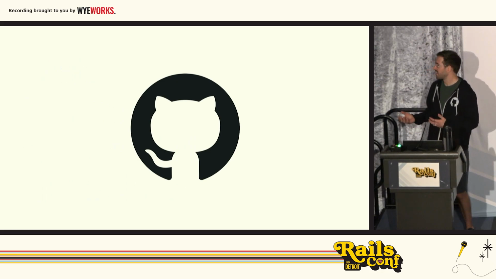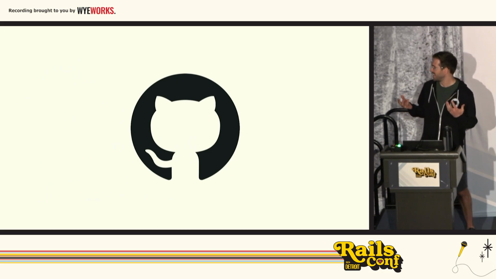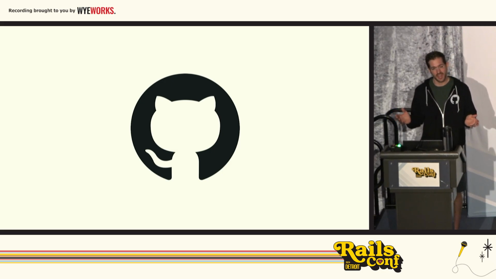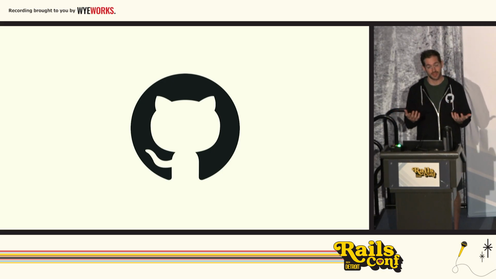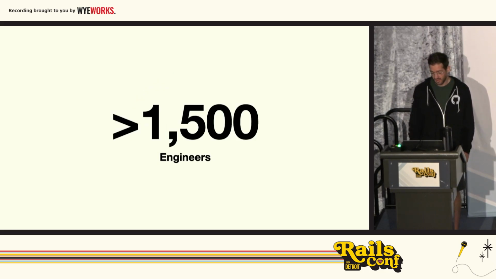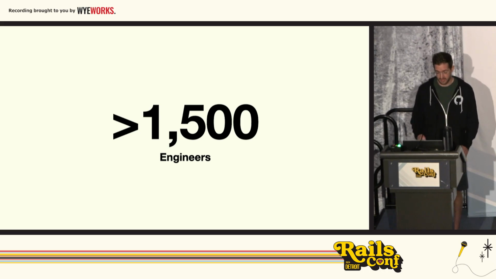So whenever I share any stories about working at GitHub, I think it's always important to provide a moment in time snapshot of what our company looks like, because we all work at companies of various sizes, and I don't want you to think that what we're doing is what's right for your company. So we have over 4,000 employees. Over 1,500 of them are engineers.